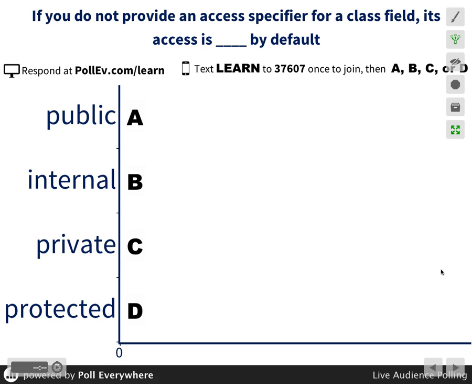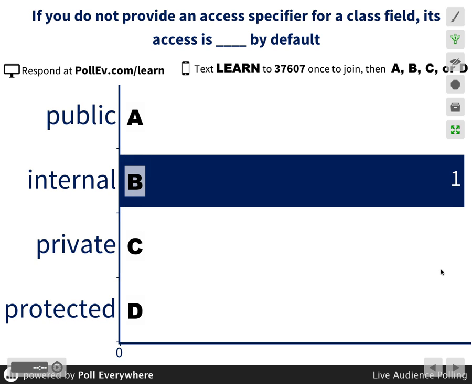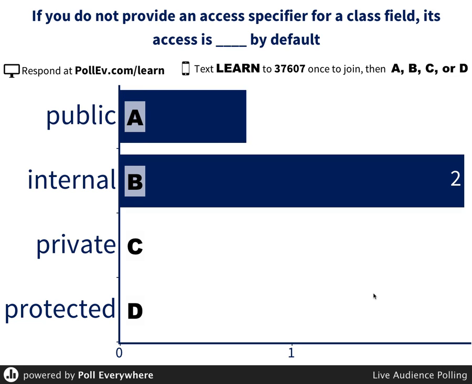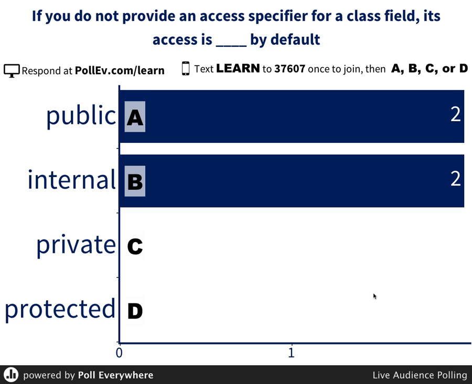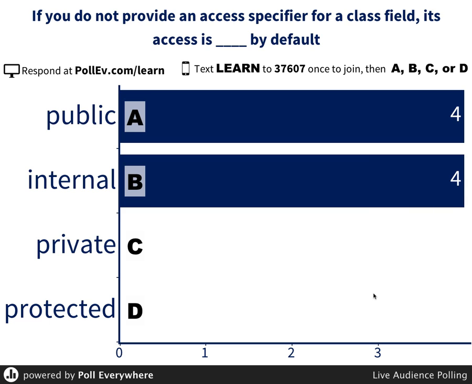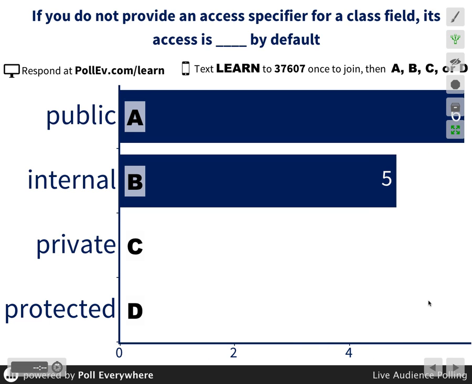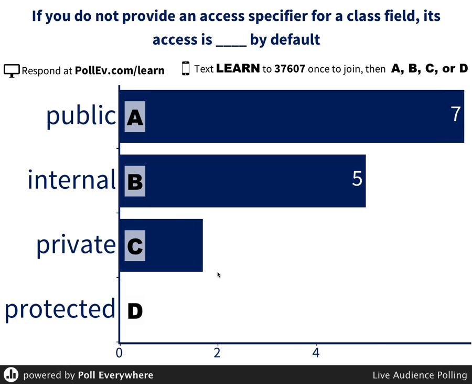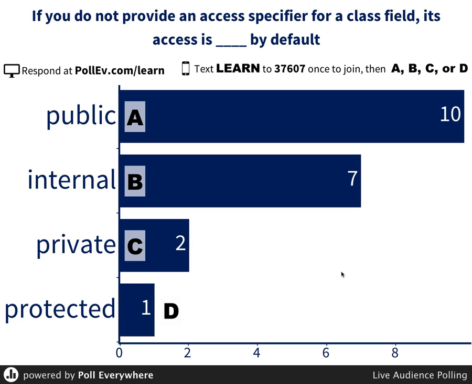Last one. If you do not provide an access specifier for a class field, its access is blank by default. I got a couple of internals. I got a public. This one's a tricky one. Public. We're going to check this out together. I'm going to try this out and see what happens. I got a couple privates. This is where we have to look at this thing together. And this is where some of these questions I like and some of them I don't like, right?